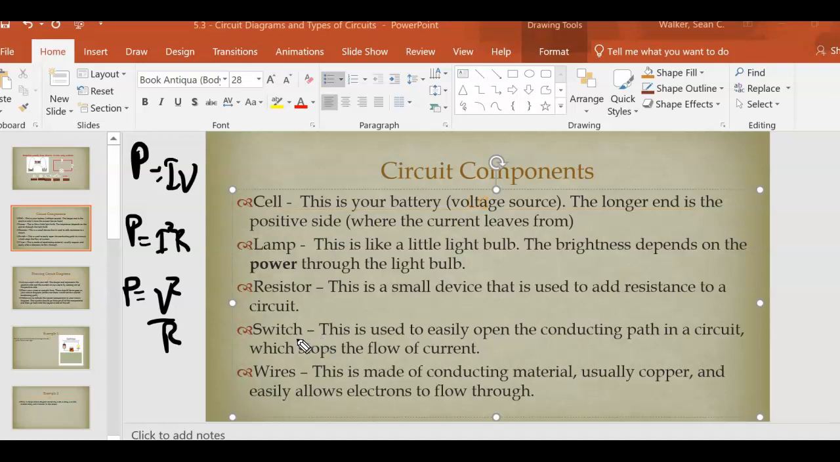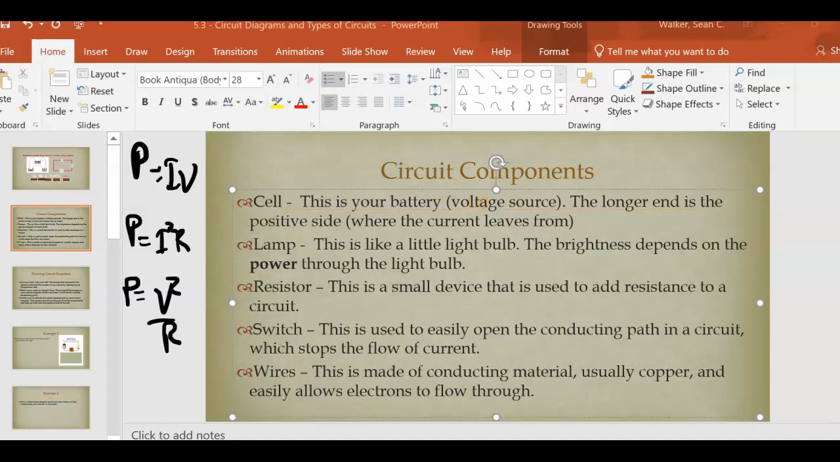So we saw a switch, and then obviously wires. Wires are drawn as lines on a circuit diagram, so anything that's just a straight line is just like a wire. Usually made of copper, but can be made of other conducting materials like other metals, and that's what easily allows electrons to flow through the circuit.